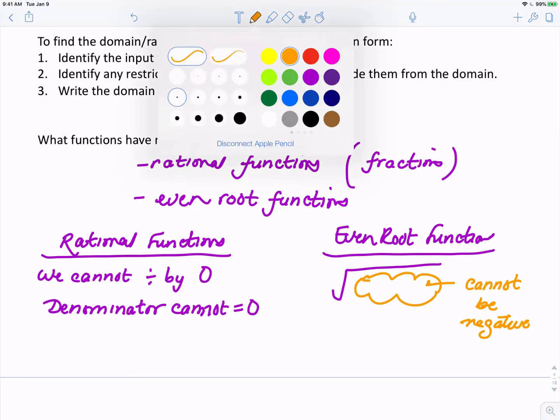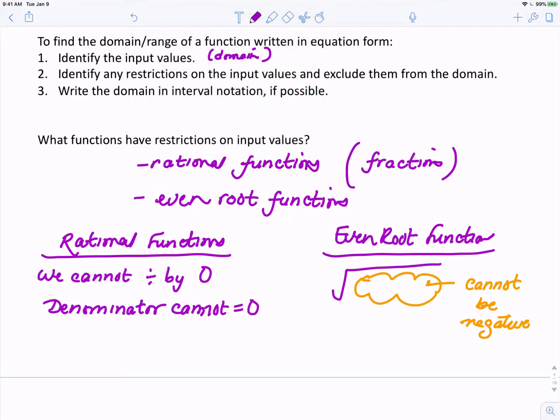Because if we're confining our attention to real numbers, remember that you cannot take the square root or an even root of a negative number, because anytime you multiply a negative by a negative, you're going to get a positive answer. Okay, and we'll come up with an example of that in a moment too.